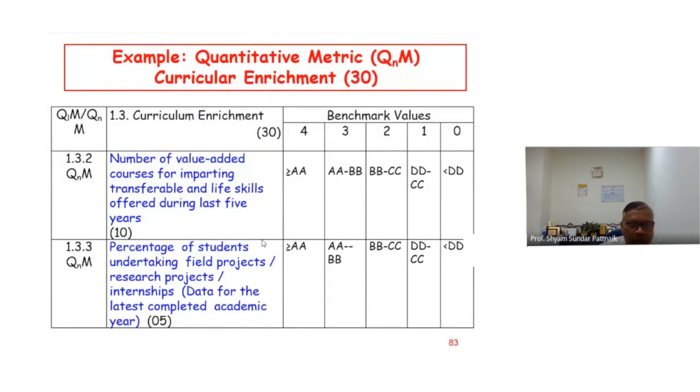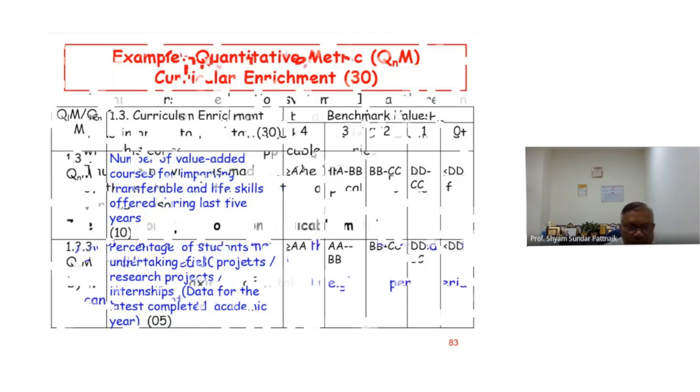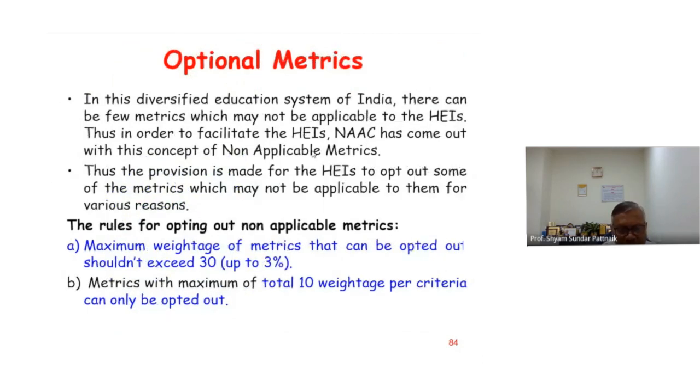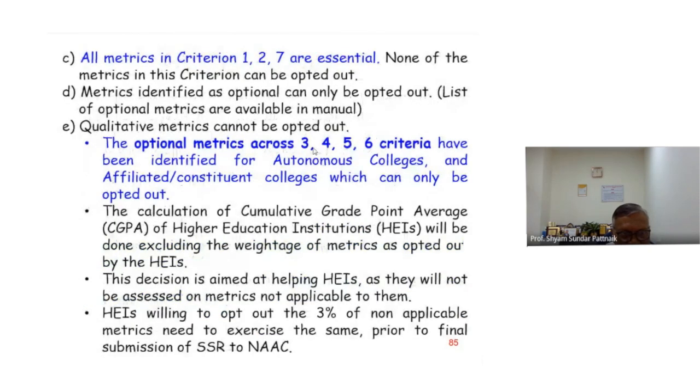And in the case of curriculum enrichment, you see there is a different way. There are benchmark values kept here. Number of value added courses for imparting transferable and life skills offered during the last 5 years. It is a 10 score. Now, a benchmark value greater than 4 is AA. Between AA and BB it is 3, D to C it is 2, D to C it is 1, and less than D is 0. Based on this the calculation takes place, because each is assigned a score. Accordingly, this metric takes care of this.